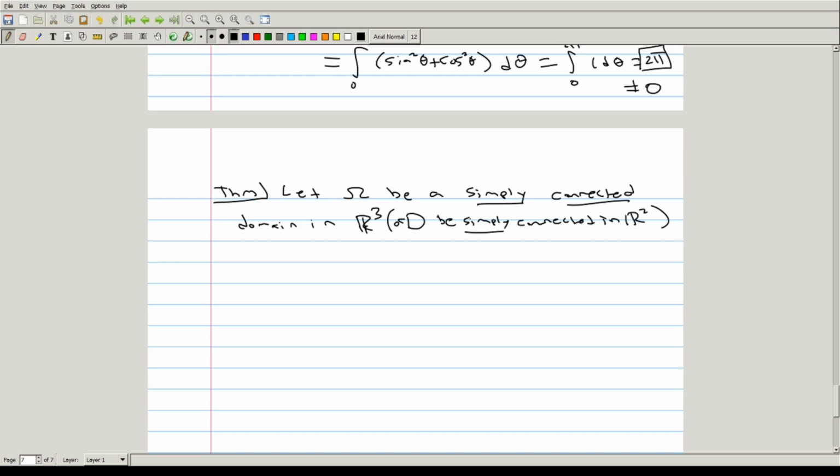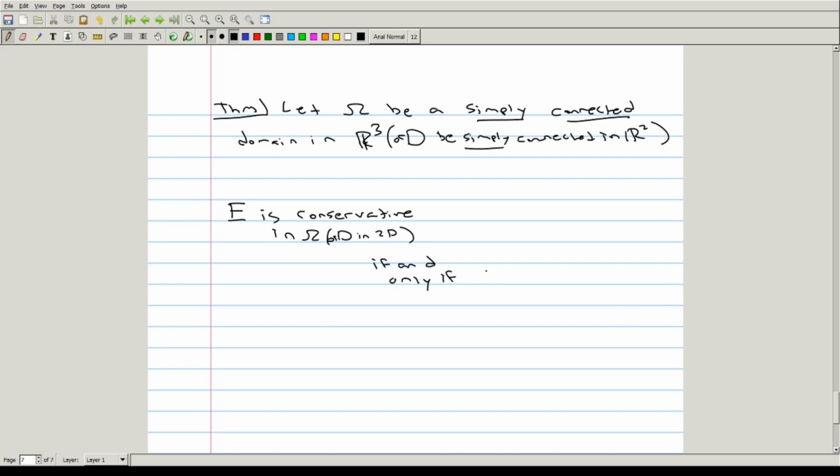Then we have the statement that f is conservative in omega in 3D or D in 2D if and only if the curl of f is equal to 0 at every point in omega, or f is irrotational in omega.